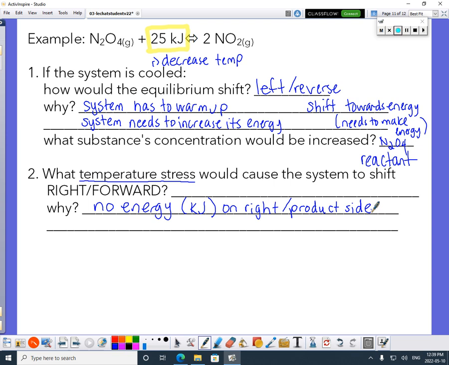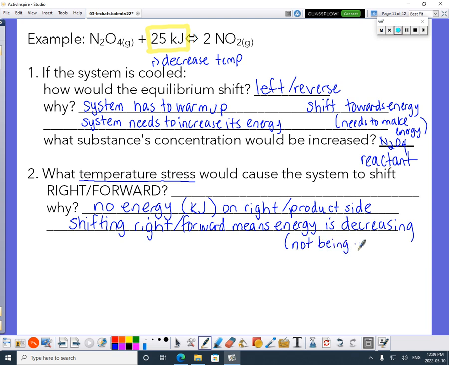So a shift forward or right, which I have told you to do, is it going to decrease or increase the energy? It's going to decrease. There's no energy there. Or energy is being decreased as a result of the shift, whichever way you like to think about it. It's not being produced. You're shifting away from the energy. Again, all of those things mean the same thing.